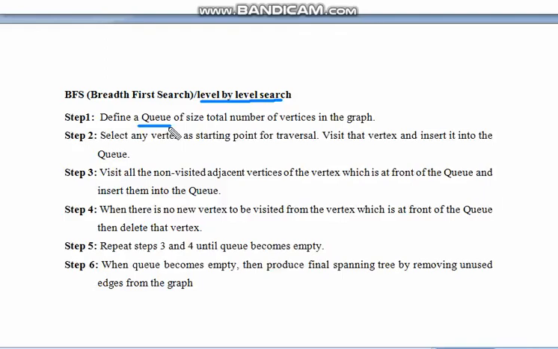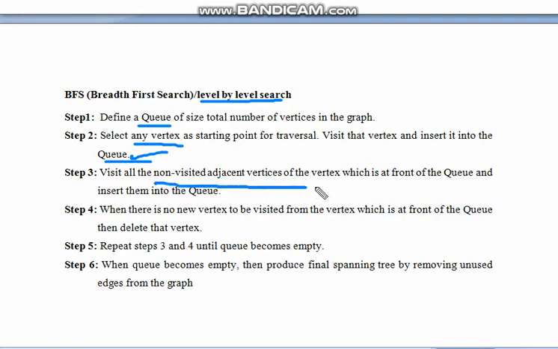is we are defining the stack size equal to the number of vertices in the given graph. So here, define a queue size equal to the number of vertices in the given graph, and the same point as DFS: select any vertex as a starting point to traverse the graph, visit that vertex and insert it into the queue. Whatever vertex you are visiting while you travel from the starting point to unvisited vertices, once that vertex is visited, that visited vertex should be inserted into the queue, and visit all non-visited adjacent vertices of the vertex.